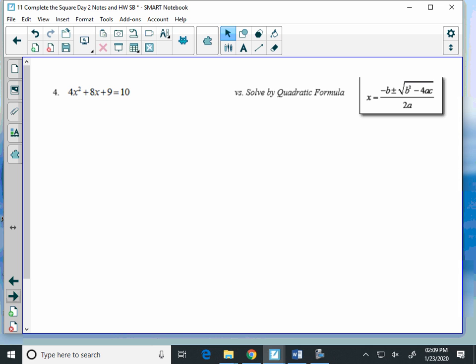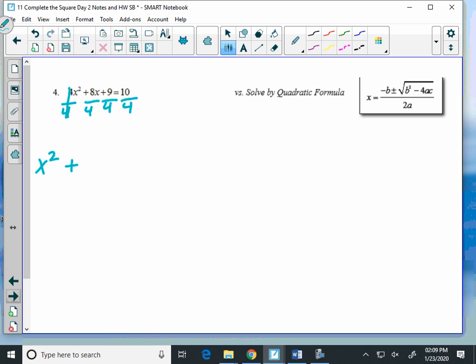Okay, last one. So we're going to see what this looks like using complete the square. And we might see how the quadratic formula could potentially be a little bit easier than using complete the square on this one. So we take a look at 4. What's our first step? Yeah, divide by that 4. We have a number in front of the x squared. So divide everything by that number. So we get x squared plus, what's 8 divided by 4?